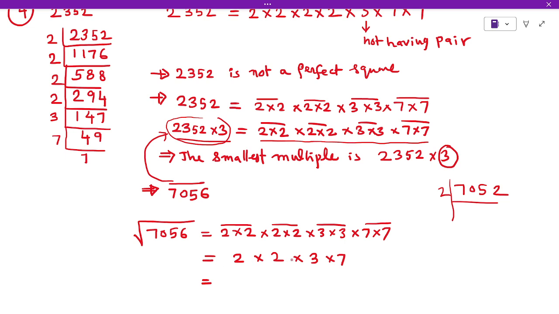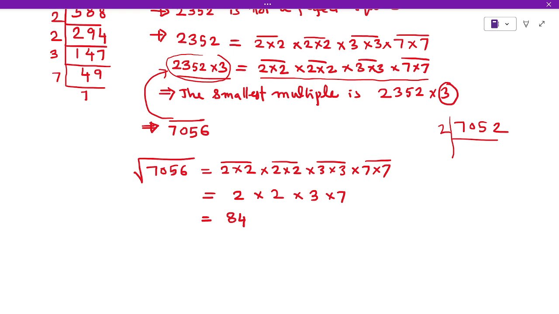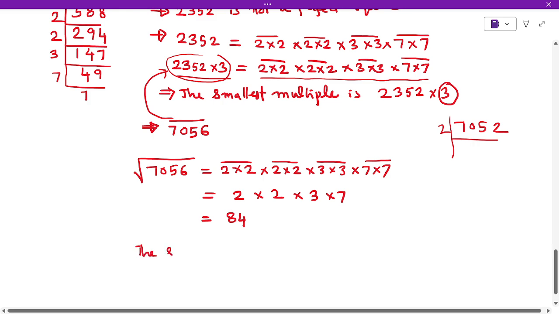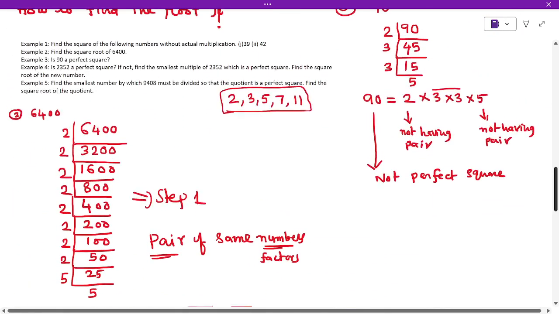So how much will it be? 2 2 is a 4, 4 3 is a 12, and 12 7 is 84. Clear? So we can say the square root of 7056 is 84. Clear? That is the way we can find squares and square roots.